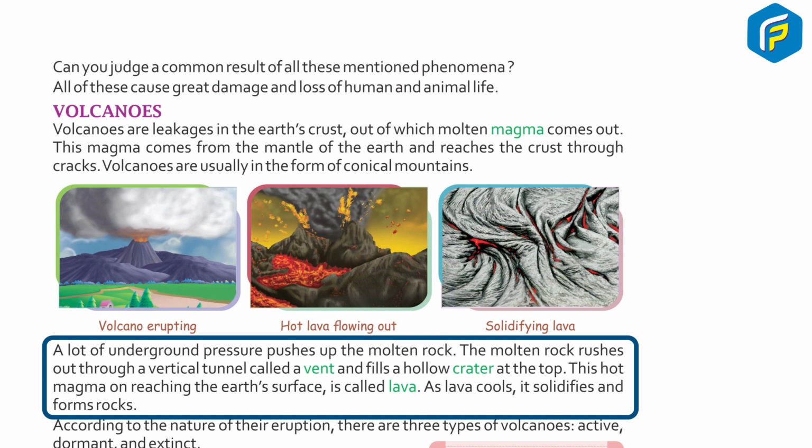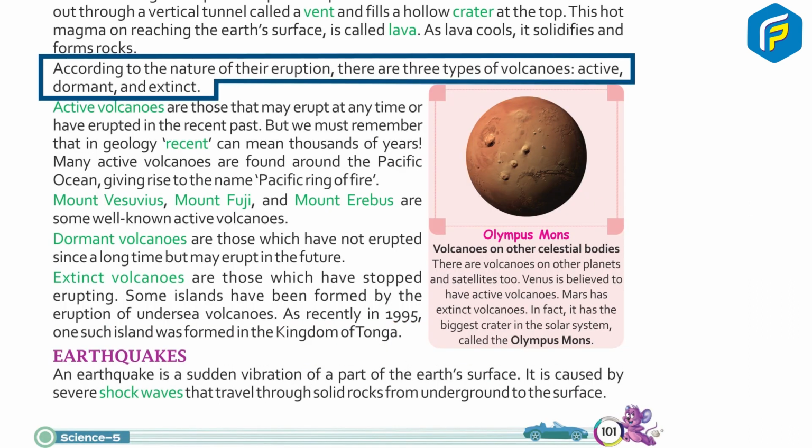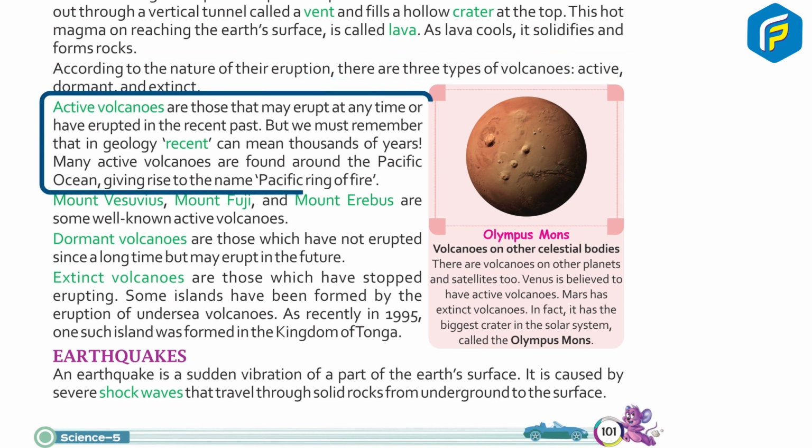This hot magma on reaching the earth's surface is called lava. As lava cools, it solidifies and forms rock. According to the nature of their eruption, there are three types of volcanoes: active, dormant, and extinct. Active volcanoes are those that may erupt at any time and have erupted in the recent past. But we must remember that in geology, recent can mean thousands of years.